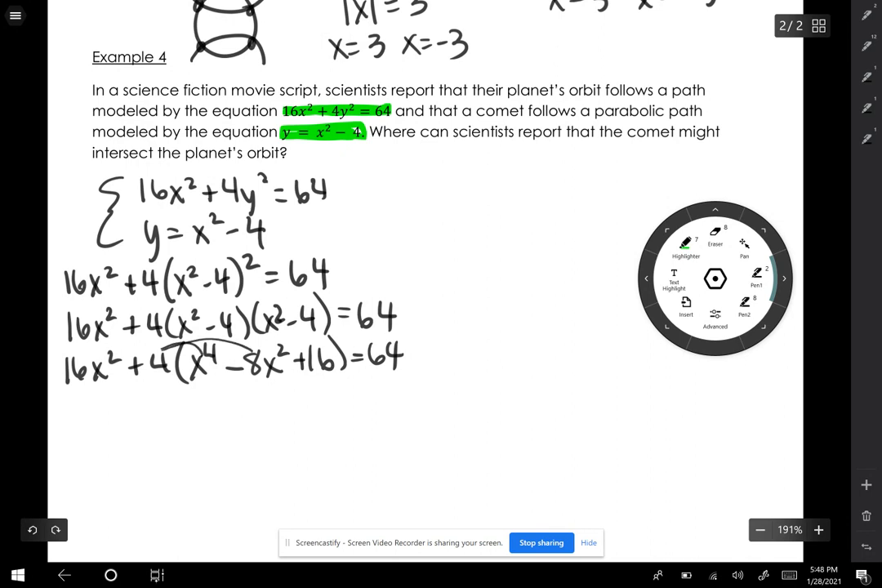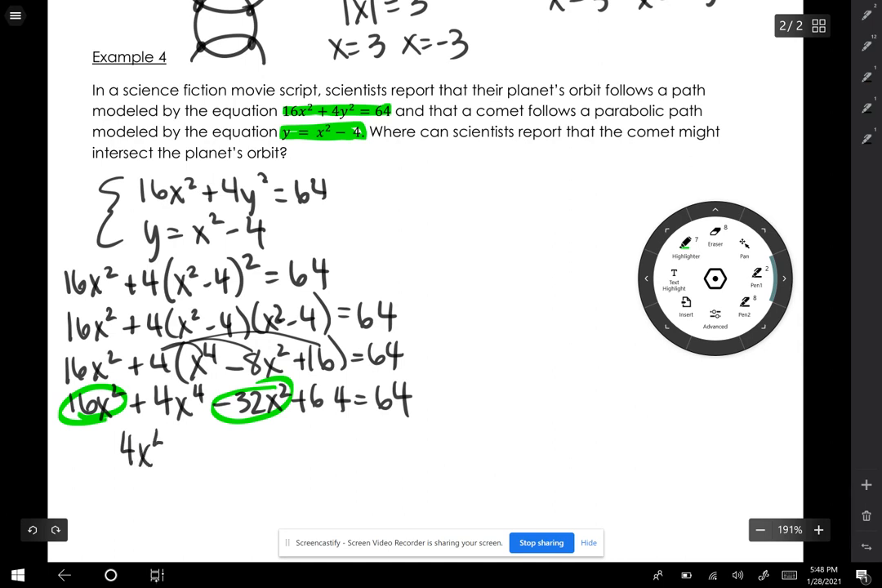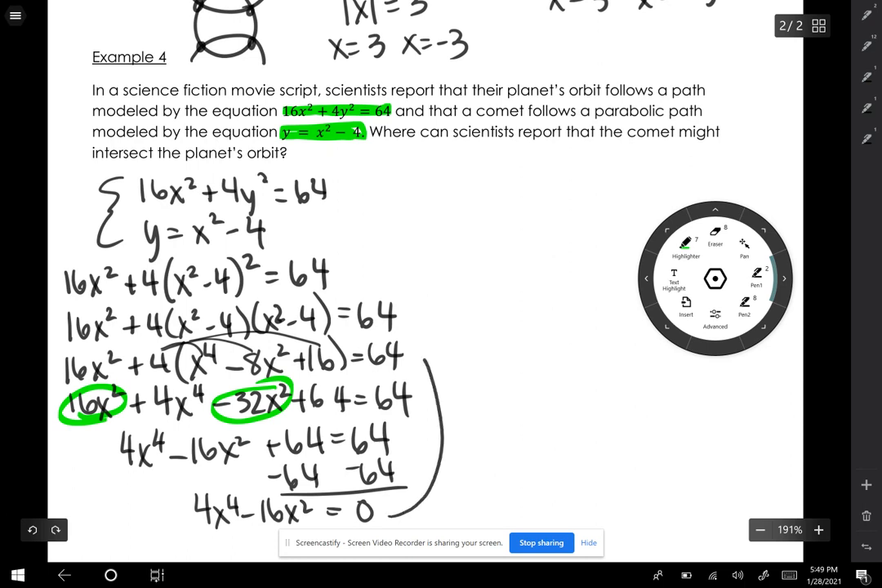Now I can go ahead and distribute that 4 on the outside. So I get 16x squared plus 4x to the 4th minus 32x squared plus 64 equals 64. Now I want to combine some like terms. I do need to combine 16x squared minus 32x squared. So I get 4x to the 4th minus 16x squared plus 64 equals 64. I'm going to move the 64 over by subtracting it. So I get 4x to the 4th minus 16x squared equals 0.